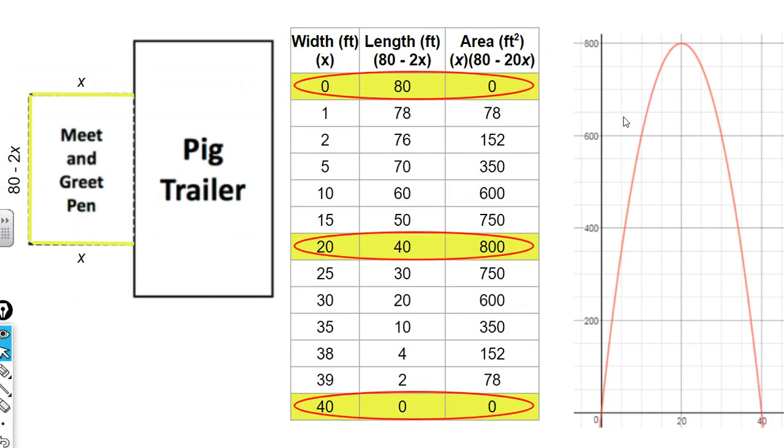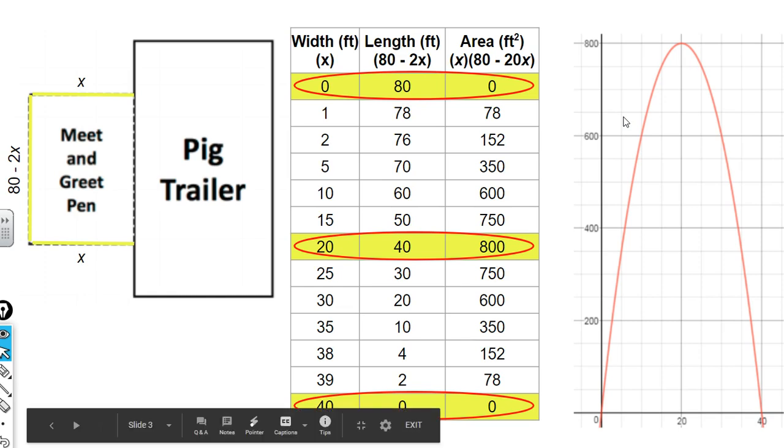We can see some of the features of our quadratic function clearly here in both the table and the graph. We can see our x-intercepts in the table at (0, 0) and (40, 0). And remember that (0, 0) represents the fact that we have a 0 width, therefore we have no area. And (40, 0) is saying that when we have a width of 40, we would have no length, and therefore we would have no area.